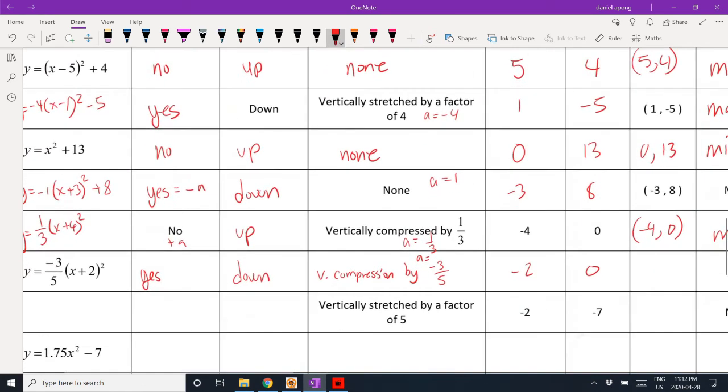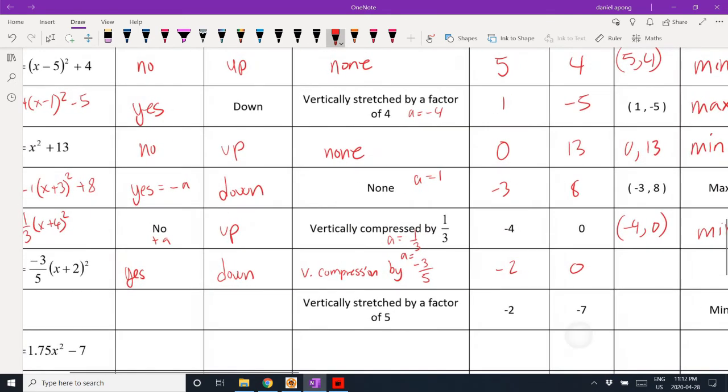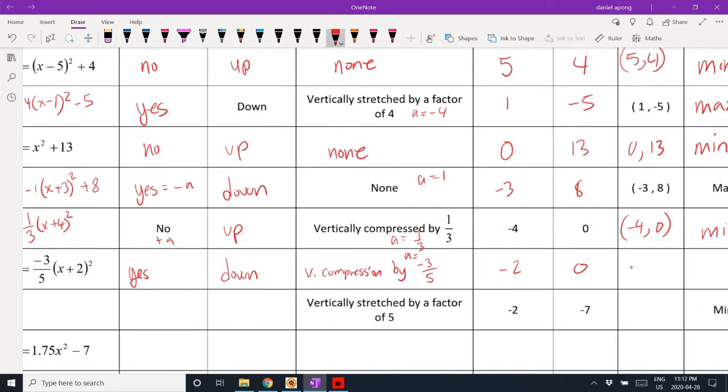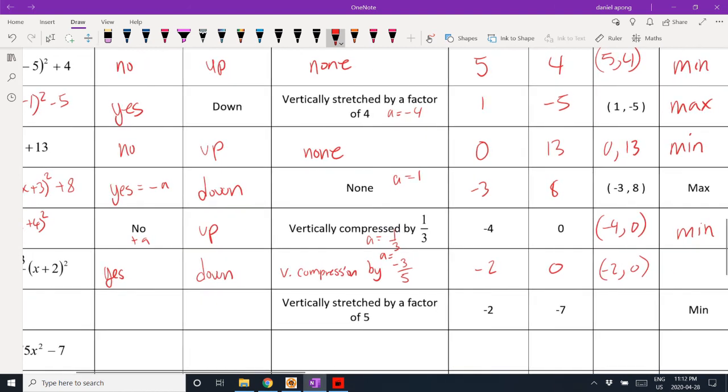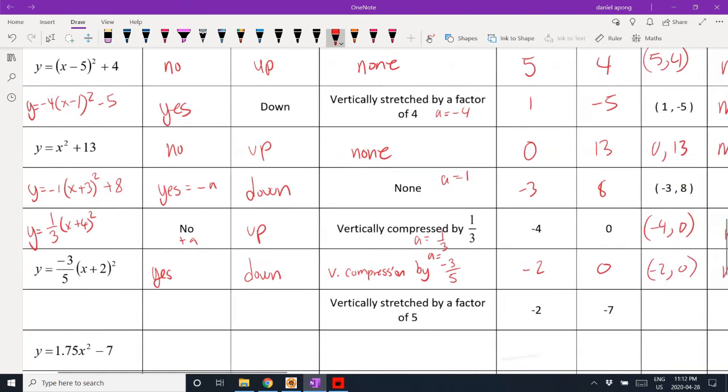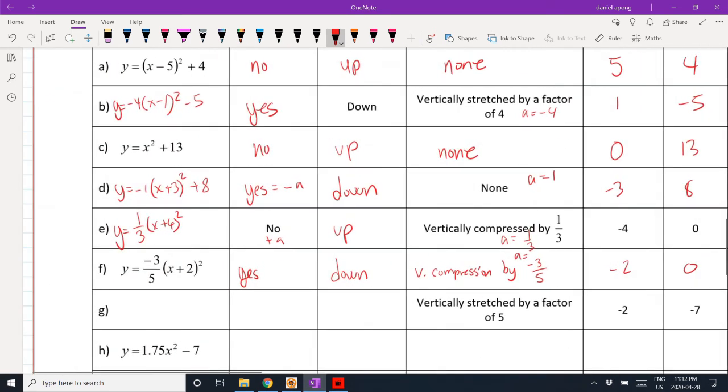Okay, and let's get the vertex first. So it's going to just be these two numbers, h and k, -2, 0. And because it opens down, it's going to be a max. And that's it.